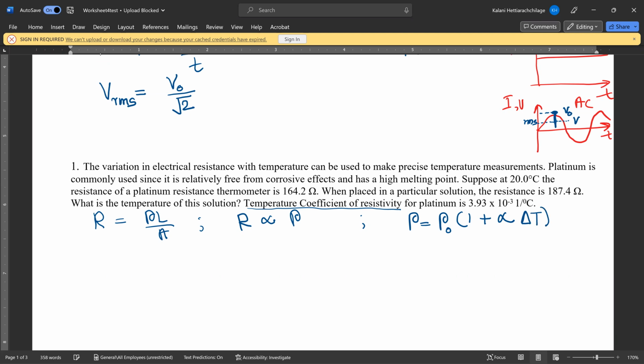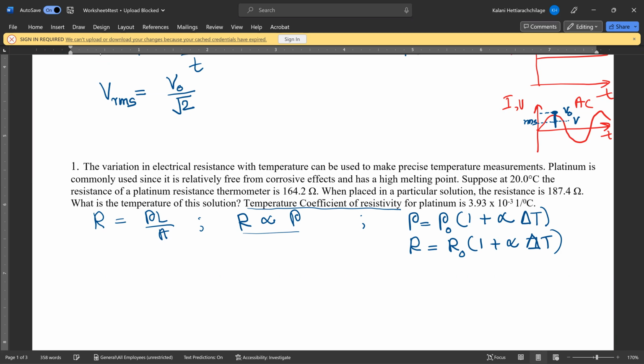So this is for the resistivity. Since they are proportional, as soon as I write this formula, I can write it for the resistance: R = R naught times (1 plus alpha delta T), where delta T is the temperature change, right? So now let's see what is given in the question.